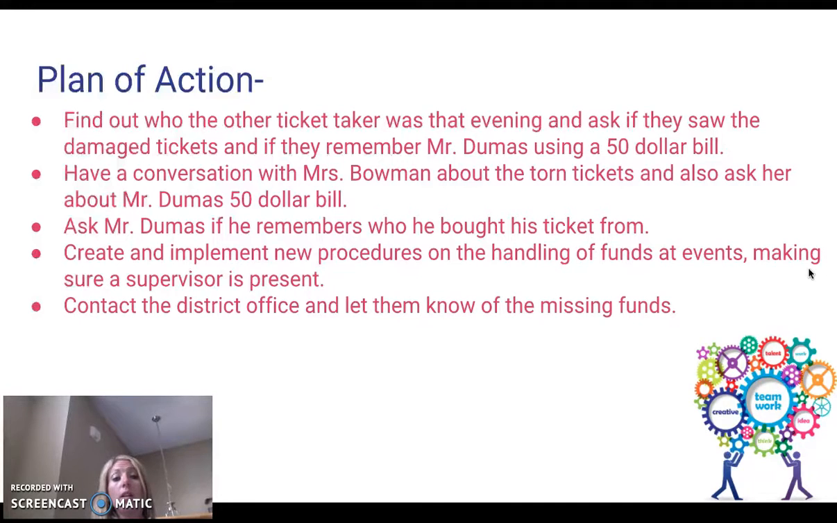I would also ask Mr. Dumas if he remembers who he bought his ticket from. Was it Mrs. Bowman or was it the other adult at the table? I would also need to create and implement new procedures for the handling of funds at school events, making sure that a supervisor is present at all times, also requesting that those parent volunteers count the money at the end of the evening with that supervisor there before they turn it into Mr. Stevens to count. And then I would also need to contact that district office and let them know that there are some funds missing.